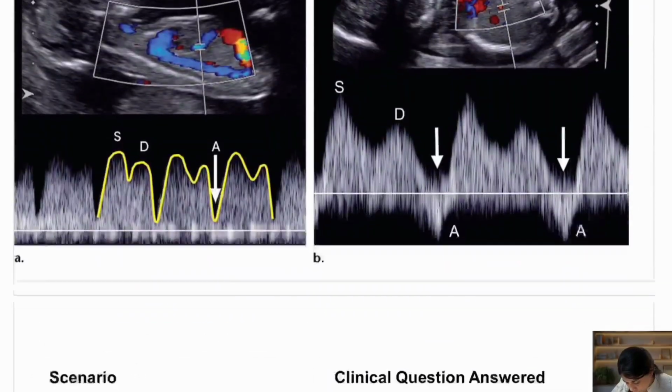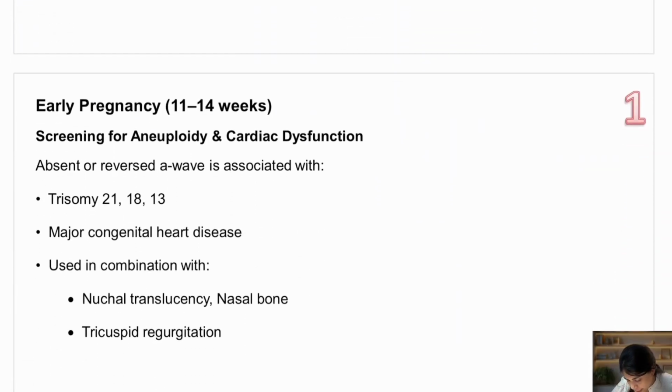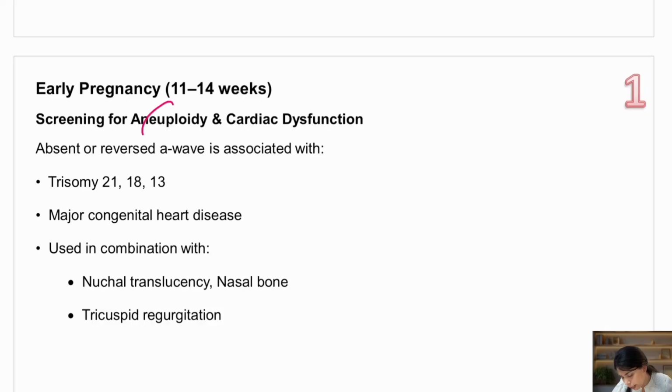Okay. So, for aneuploidy, it can be trisomy 21, 18 and 13. Okay, and for cardiac function, some major congenital heart diseases can be associated. But mind you, sometimes there can be this isolated finding of absent or reversal of A wave. These are normal in many patients, and to rule out congenital heart diseases, the patient should undergo fetal echo also. Okay.